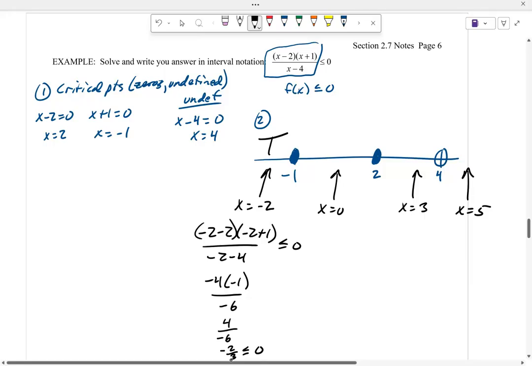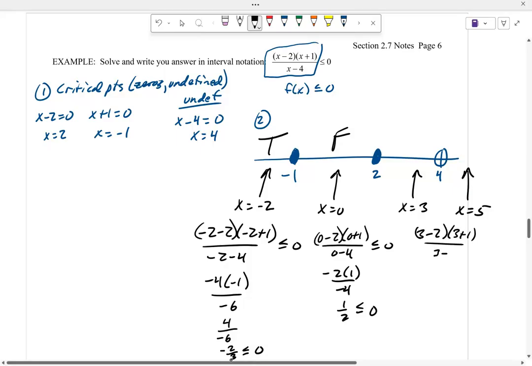Let's throw a 0 in. 0 minus 2, 0 plus 1, 0 minus 4 is negative 2 times 1 over negative 4, which is a positive a half. Is that less than or equal to 0? No, it's not. Plug the 3 in. So we got 1 times 4. I got 4 over negative 1. Is negative 4 less than or equal to 0? Yes, it is.